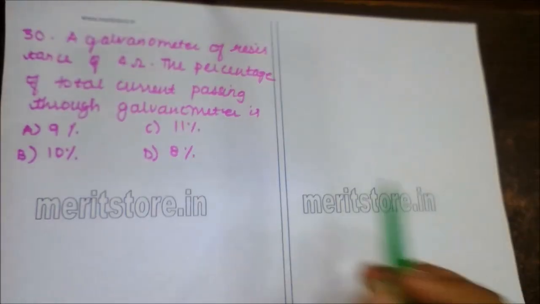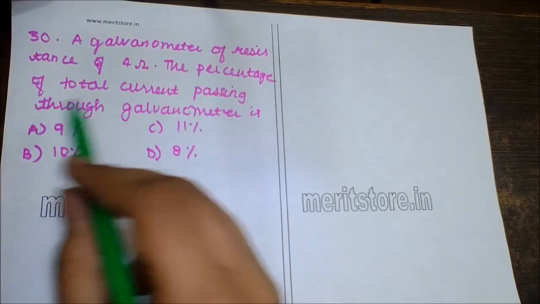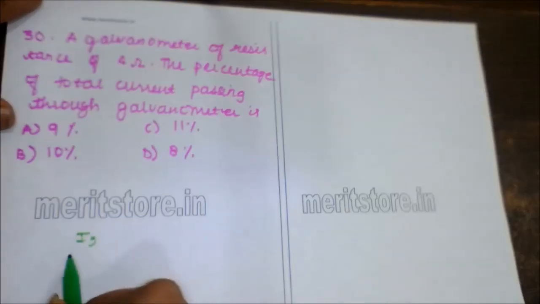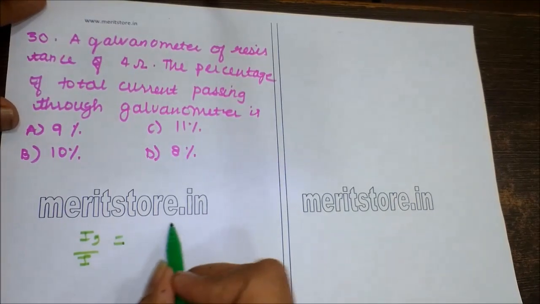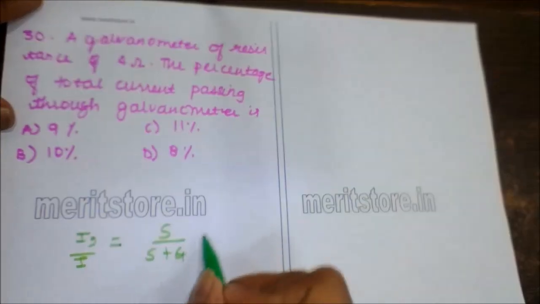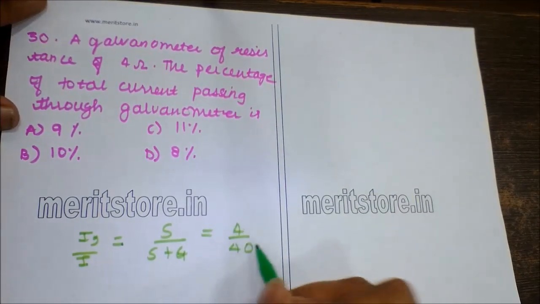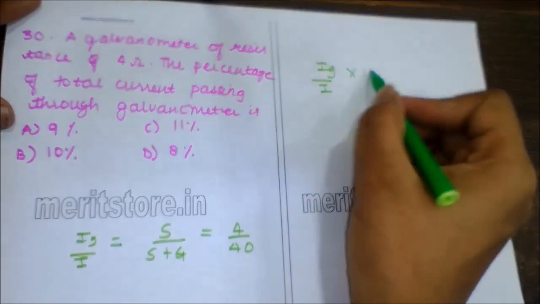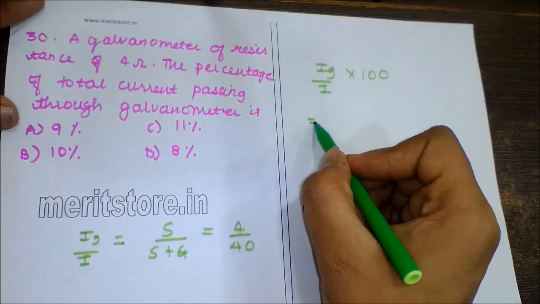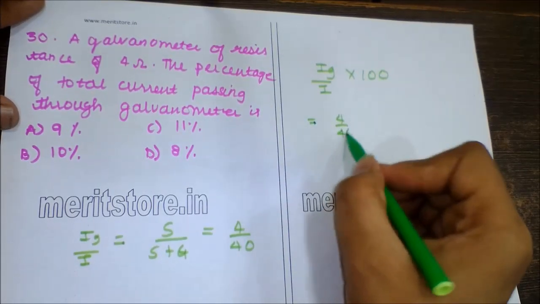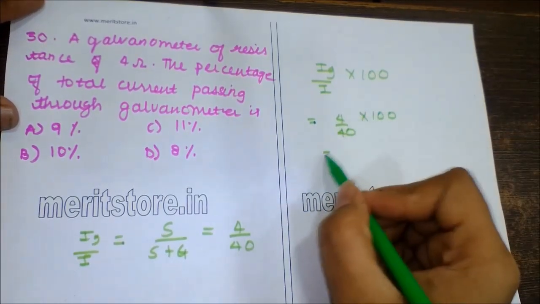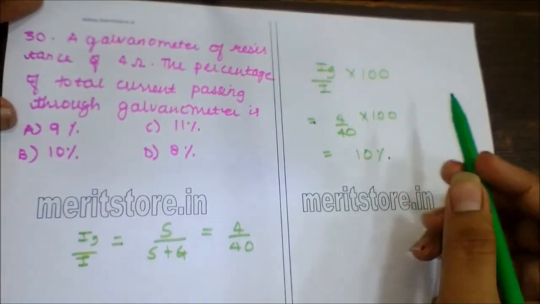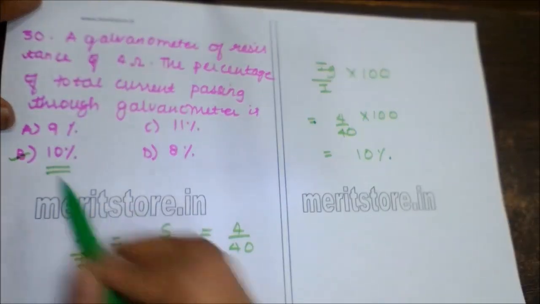Question number 30. A galvanometer of resistance 4 ohm, the percentage of total current passing through galvanometer is. So we know Ig upon I is equal to S upon S plus G, which is equal to 4 upon 40. So Ig upon I multiplied by 100 will give us 4 upon 40 multiplied by 100, which on solving we get 10%. So now option B, 10%, is the correct answer.